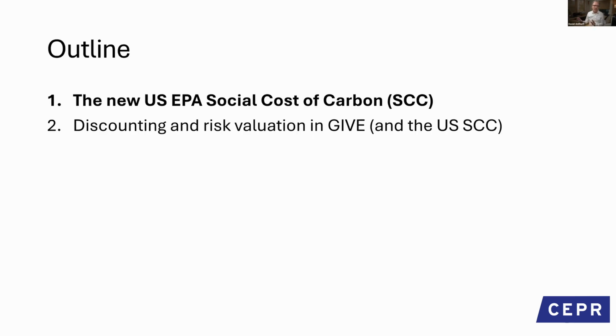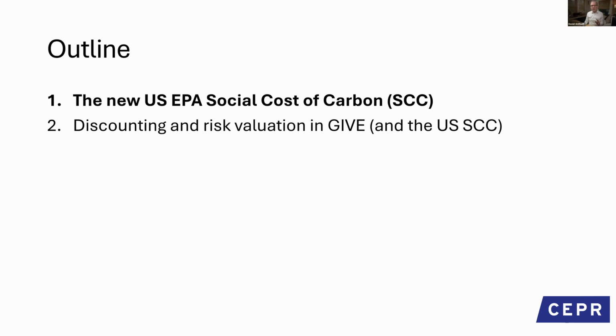My plan here is that I will talk for about half the time a little bit about the new social cost of carbon estimate that the US federal government is using now. And then I will dive into some more detail about the discounting and risk valuation in the social cost of carbon, and I will relate that back to the new recommendations in the A-4 memo that you mentioned at the beginning.